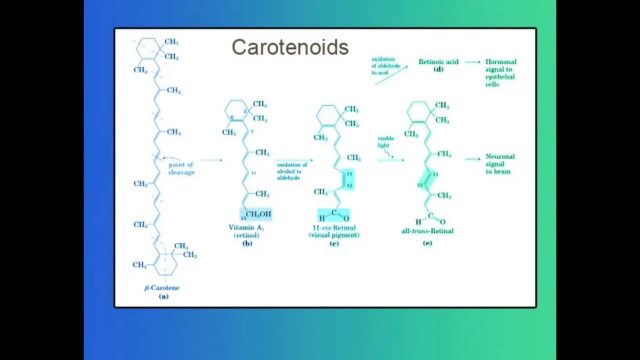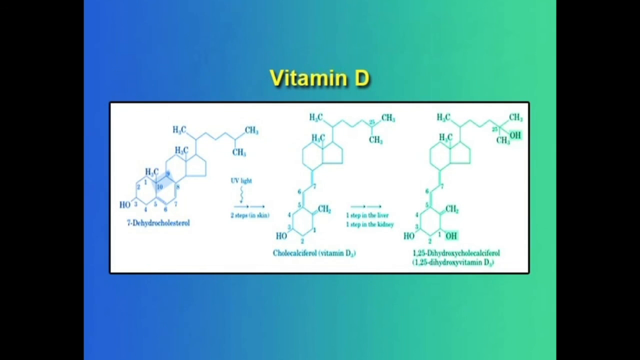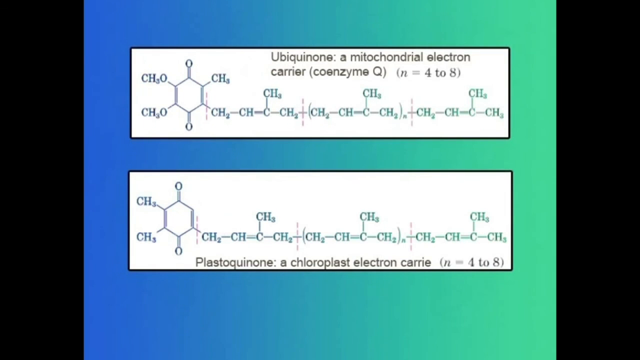These are some of the structures of the carotenoids. If you break down beta carotene at the extreme left into 2 molecules, you can get vitamin A. Vitamins E and K also have similar structures. Then you have vitamin D, which is similar to cholesterol because it is also derived from cholesterol. Vitamin D can be synthesized from cholesterol within the body. You have ubiquinone and plastoquinone, which are part of the electron transport chain and the photosynthetic cycle.